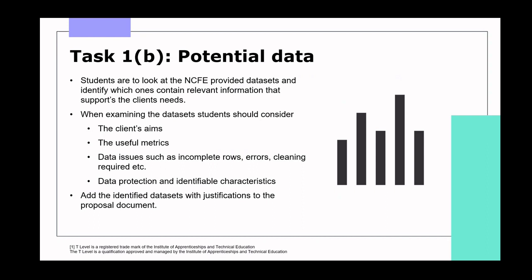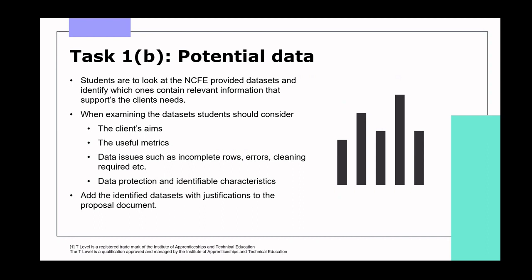For task 1B, students will need to look at the NCFE datasets provided and decide which ones might contain data relevant to the client's needs. There's no deep analysis or processing of the data here, but students should consider the scenario and which metrics would be most useful to look for. Any potential issues as well with the data, such as missing information or errors, and considering relevant legislation and practices when using and analysing the data.